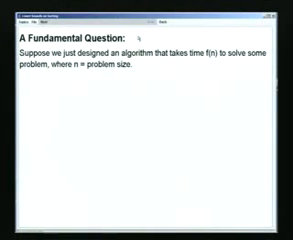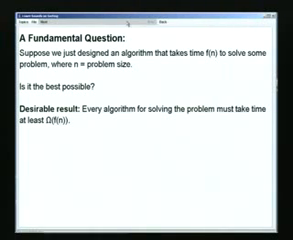Suppose we just designed an algorithm that takes time f of n to solve some problem, where n is the size of the problem. What would we like to know then? Naturally, a question that we would like to ask is: is this the best possible algorithm, or can we do something better than this?